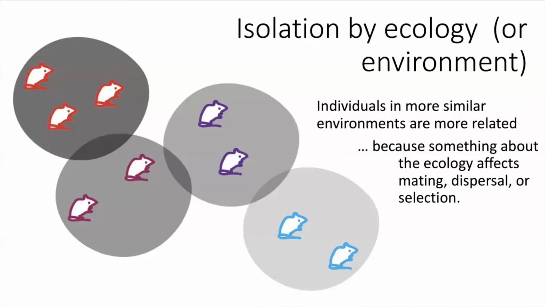So if these blue mice wouldn't be able to survive in the dark gray habitat, or they would not be able to mate with individuals in the dark gray habitat, this can cause these different population structure patterns, even when physical distance is not a factor.